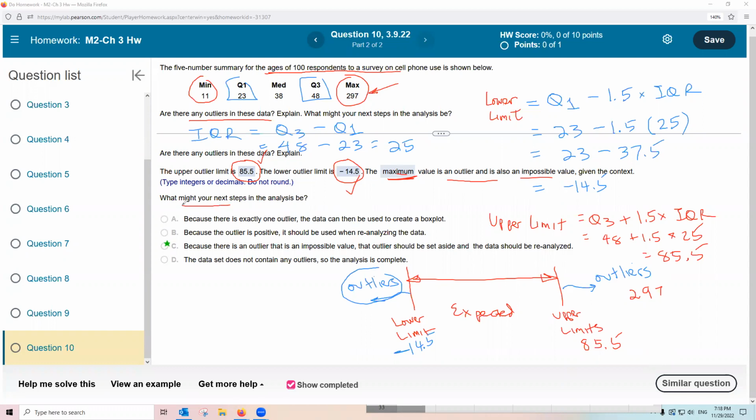So what might your next steps be? Well, because there's an outlier that's an impossible value, that outlier should be set aside and the data reanalyzed, meaning remove 297 from the data set. It's impossible. Remove it and recalculate all of these statistical measurements.